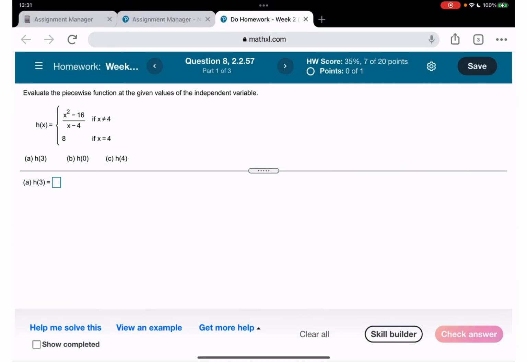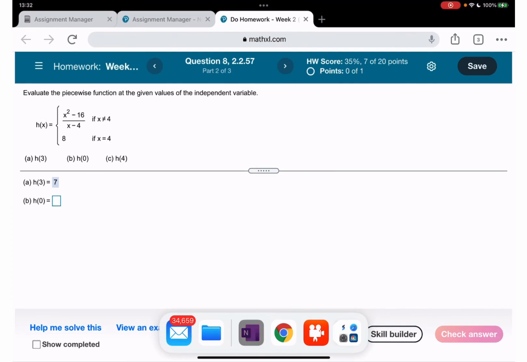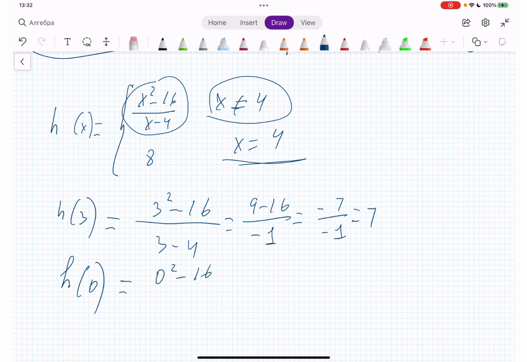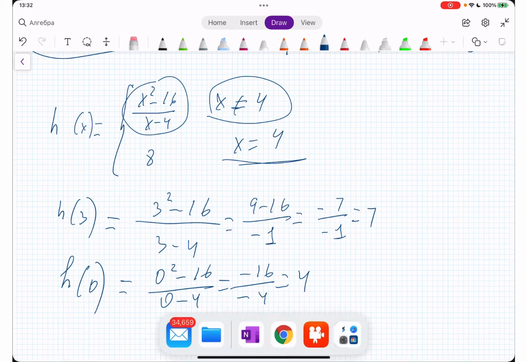Okay, let's write it down. Nice work. Next one, h of 0. Let's plug in h of 0. So 8 doesn't satisfy because there is no x, it's just the constant 8. So we are going to work with the first one. As long as x is not equal 4, we are good. We can plug in any value. 0 squared minus 16 over 0 minus 4. We are getting negative 16 over negative 4 and we get positive 4.